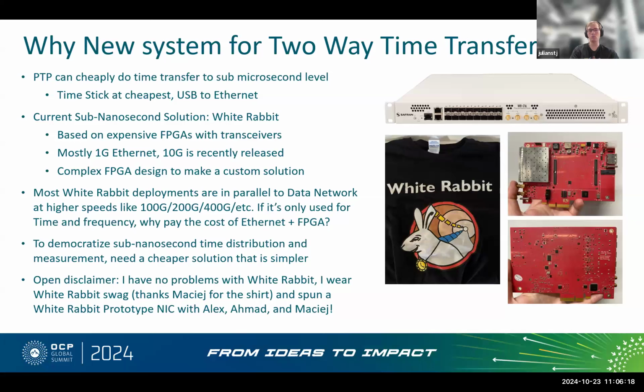And so my thought was, if you're only using White Rabbit for time and frequency distribution and not really for Ethernet or data, why are you paying the cost of such a high-end FPGA with all this overhead of Ethernet framing and packet forwarding? So my goal was to come up with a low-cost solution that can do sub-nanosecond time distribution and also measurement. Measurement is kind of a different field; I'll touch on that a little at the end. But basically, for time distribution in the sub-nanosecond region, is there a cheaper way to do it than the White Rabbit approach?